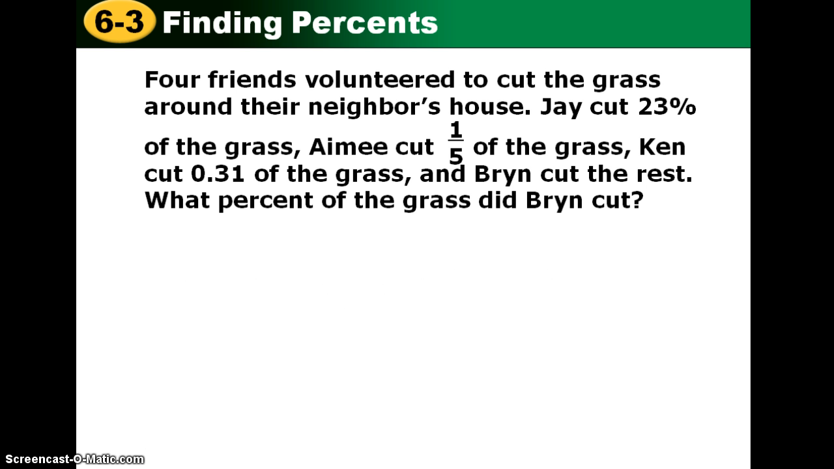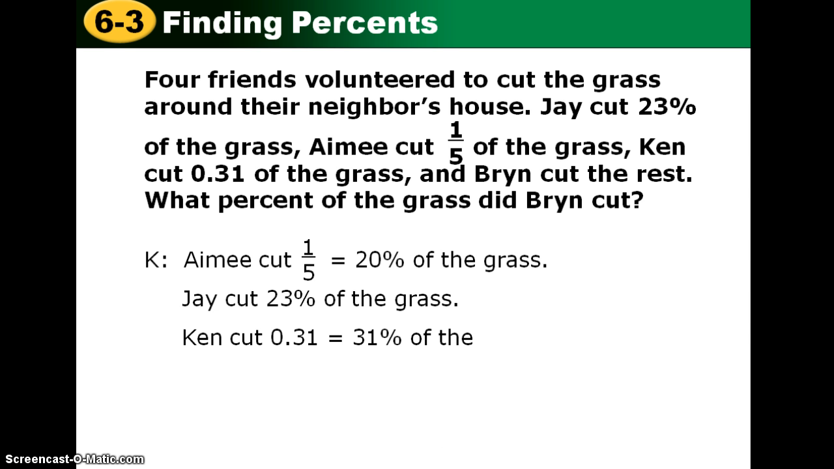Four friends volunteered to cut the grass around their neighbor's house. Jay cut 23% of the grass, Amy cut 1/5 of the grass, Ken cut 31/100 of the grass, and Bryn cut the rest. What percent of the grass did Bryn cut? Because we're being asked to find the answer as a percent, we need to put them all into percentages. So we know Amy cut 1/5, which is equivalent to 20%. Jay cut 23%, and Ken cut 31/100, which is 31%.